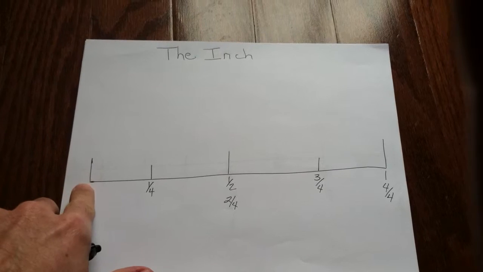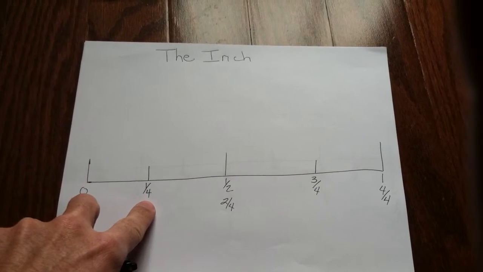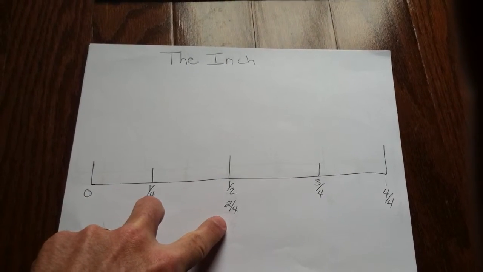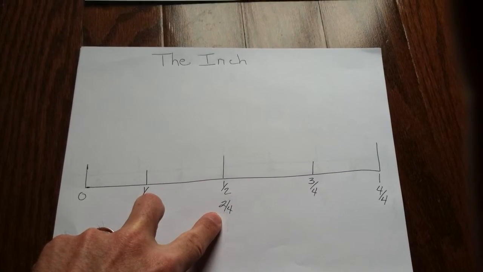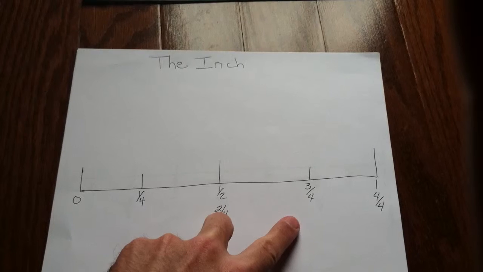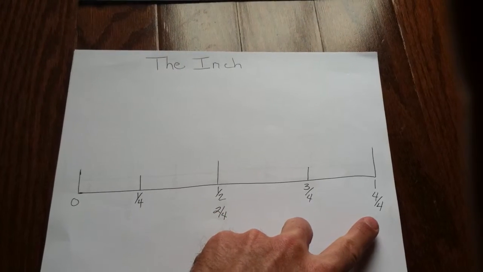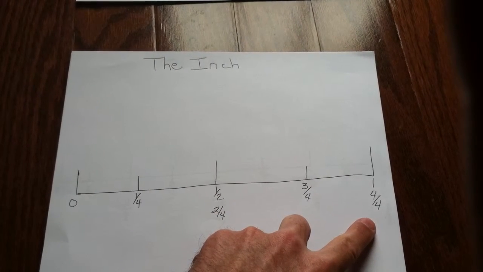So we have 0, 1/4. This is 2/4 or 1/2. These are equivalent fractions. Then we have the 3/4 mark, and then we have 4/4, which is equal to 1 whole.